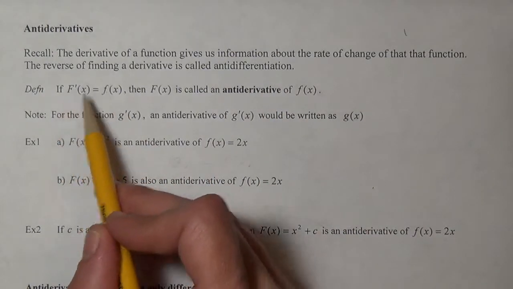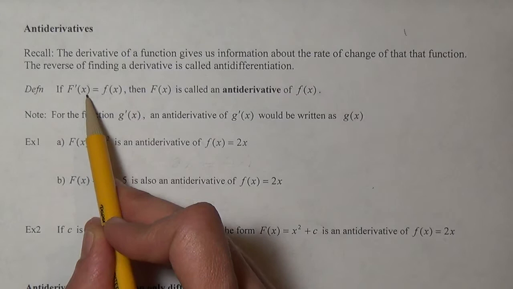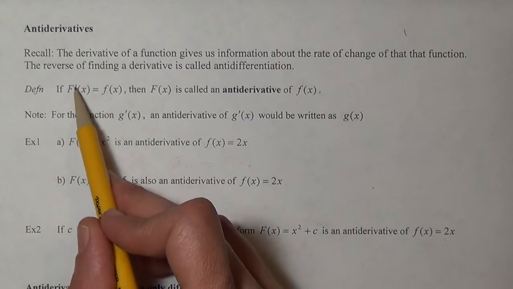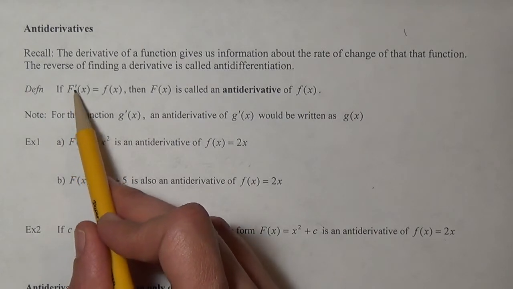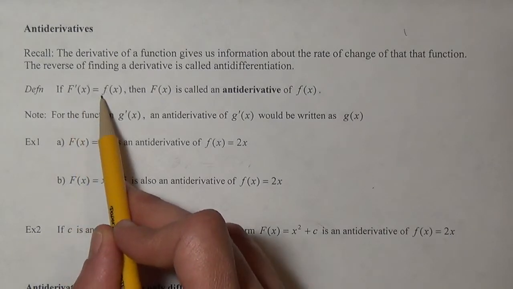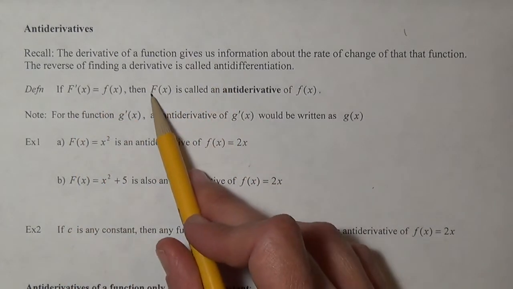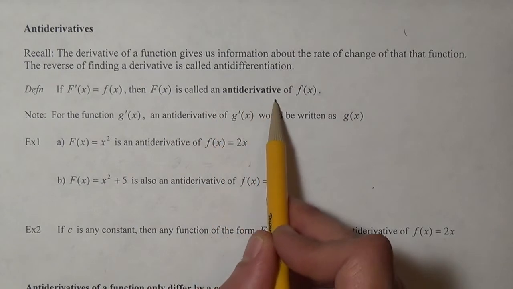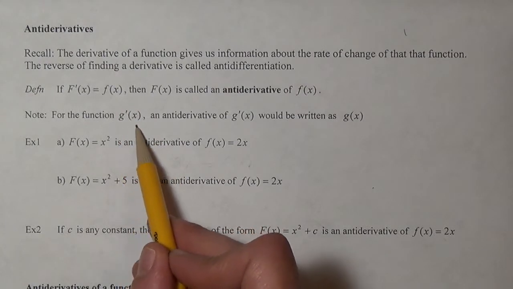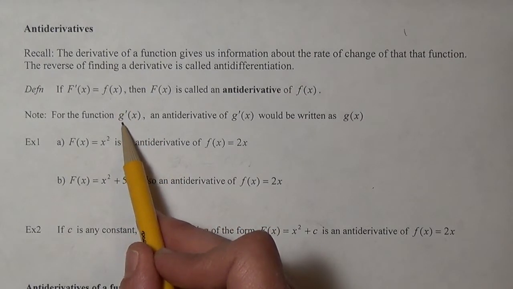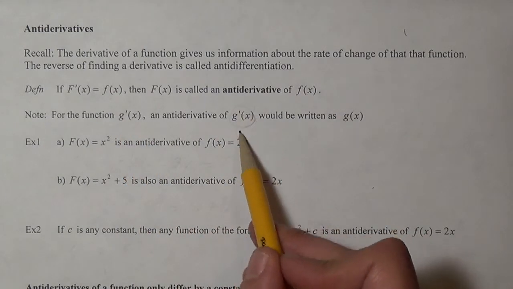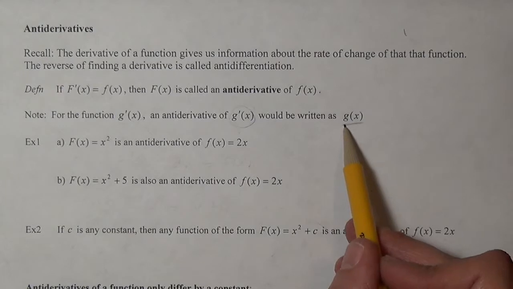So definition: if capital F prime of x equals little f of x, recall this prime notation is used for the derivative, so this is the derivative of the function capital F. If the derivative of capital F equals little f, then capital F of x is called an antiderivative of little f of x. And just a note, if you see this notation, g prime of x, this represents the derivative of little g. An antiderivative of this function would just be written without the prime. It would just be g of x.